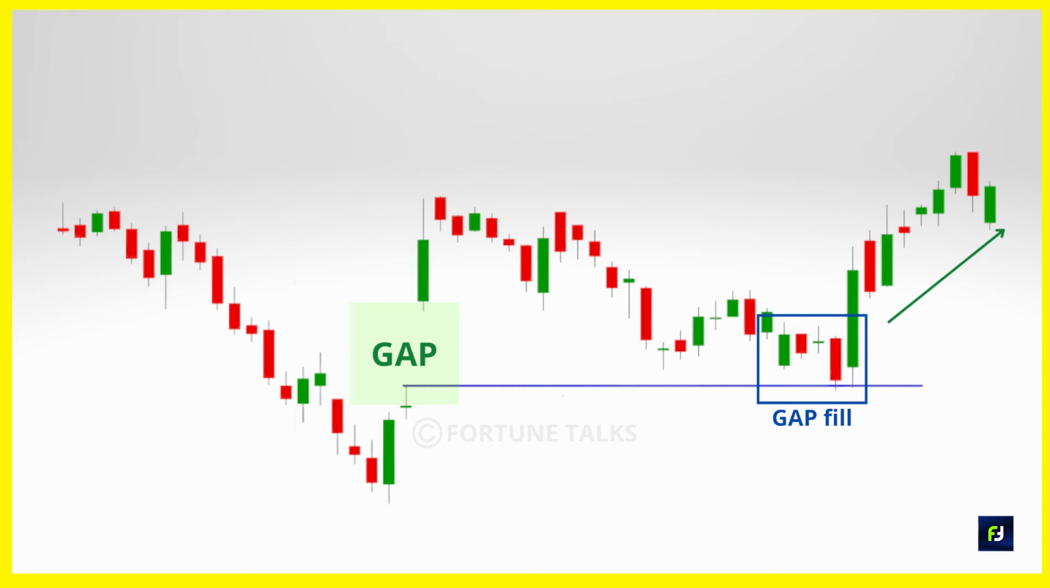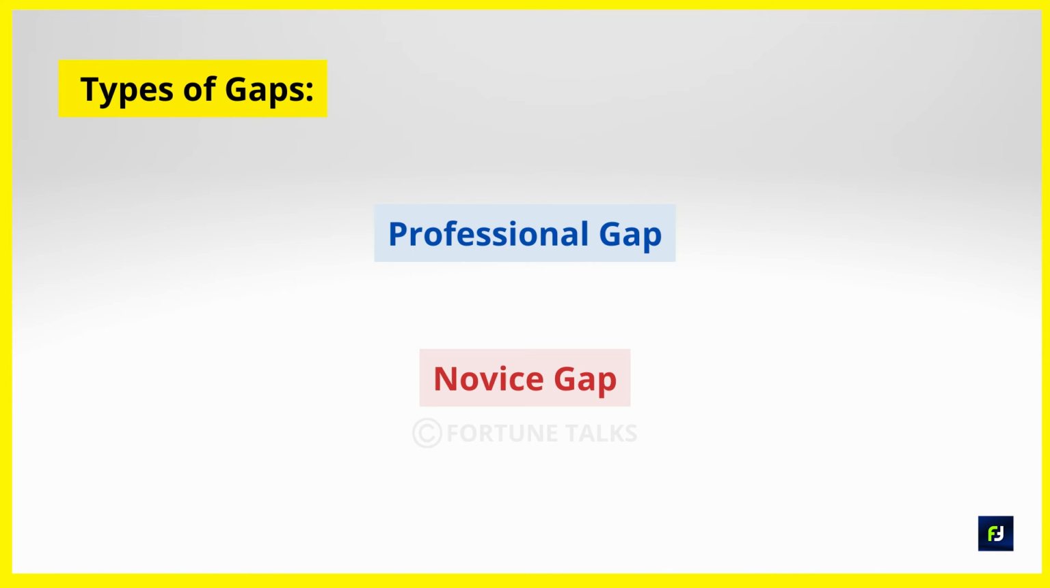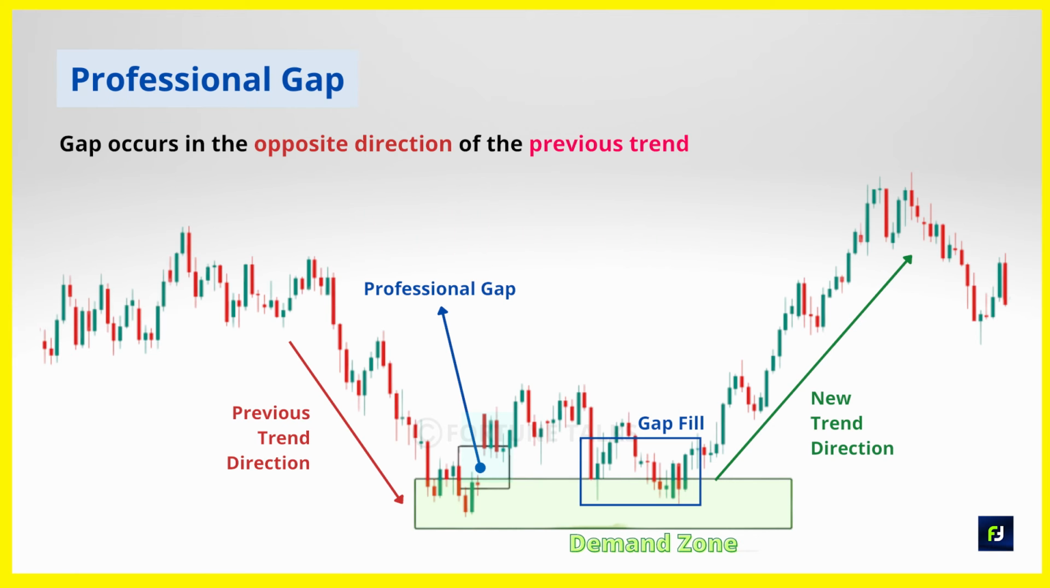Based on the types of gaps, we can anticipate either the beginning of a new trend or a reversal of a previous trend. In supply and demand, there are two types of gaps that are important to us. Number one is the professional gap and number two is the novice gap. The professional gap is a gap that occurs in the opposite direction of the prevailing trend. Take a look at this example. We have a professional gap that is formed in the opposite direction of the prevailing trend, and the price retraces back to fill the professional gap and we can see the price reverses up from there.